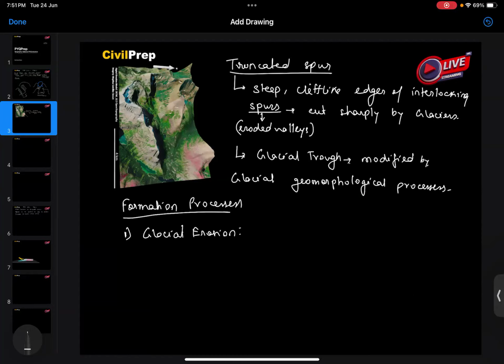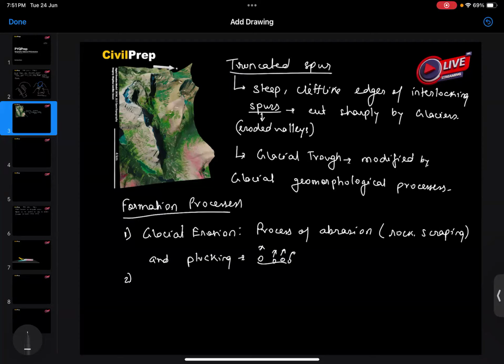Under the glacial erosion, they are dominated by the process of abrasion, that is rock scraping. When rocks collide with each other, it results in the abrasion process and the plucking process. Plucking means that the rock comes out of its bedrock from there. So the plucking process is where the rocks are coming out.